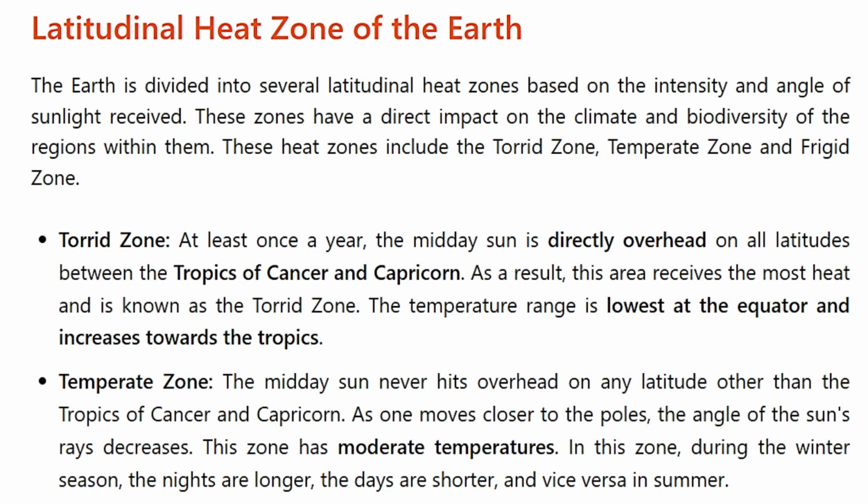Temperate zone. The midday sun never hits overhead on any latitude other than the Tropic of Cancer and Capricorn. As one moves closer to the poles, the angle of the sun's rays decreases. This zone has moderate temperature. In this zone, during the winter season, the nights are longer and the days are shorter, and vice versa in summer.